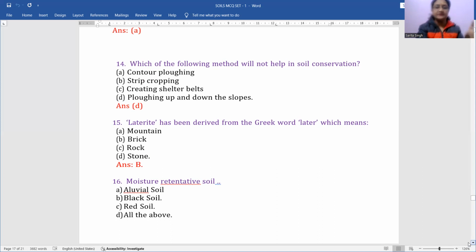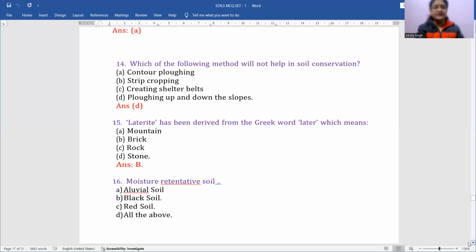कंटूर प्लाविंग, it's a method of soil conservation. स्ट्रिप क्रॉपिंग, क्रिएटिंग शेल्टर बेल्ट्स, ये सब जो है सॉइल कंजर्वेशन के मेथड्स है, except D, that is plowing up and down the slopes. मतलब जो आप कभी अगर आपने सुना हो या आपने देखा हो, जैसे हम जब एग्रीकल्चरल फील्ड्स को रेडी करते हैं फॉर सोइंग ऑफ द सीड्स, राइट, तो उसको पहले प्लाविंग करते हैं एंड उसमें क्या करते हैं, शफलिंग ऑफ soil is done, up and down of the soil is done. Okay, तो ये D option जो है that is correct answer for this.